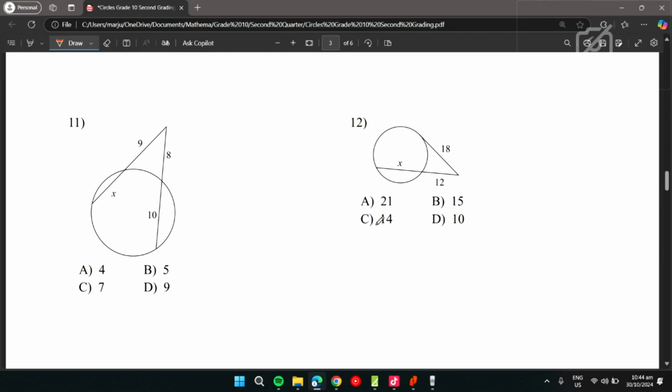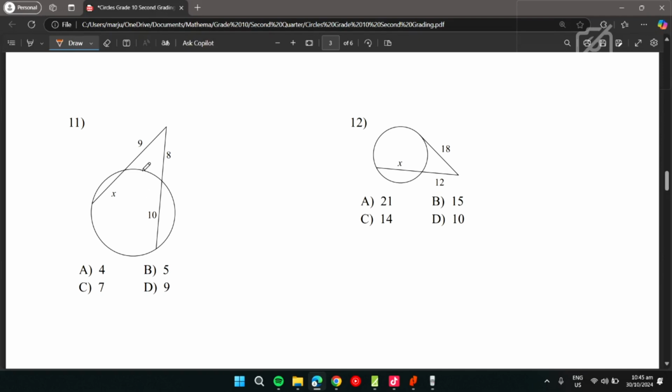Sige. Number 11 and 12. What will be our answer? Let's do number 11 first. What do you think is the answer? Alright, JP. According to JP, that's C. Leo, C. Yung iba kaya? Try lang natin. What do you think is the answer? C. Alright, C. And then C. Alright. Try natin to solve.